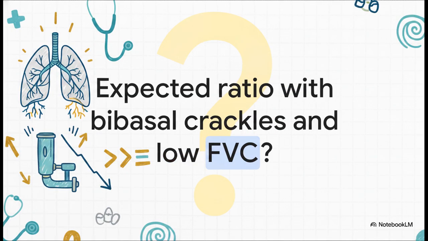A patient presents with progressive exertional dyspnea, bibasal Velcro crackles, and digital clubbing. Spirometry shows a reduced FEV1 and a significantly reduced FVC. So what is the expected FEV1 over FVC ratio? Well, for this restrictive profile, which is strongly hinted at by those Velcro crackles and that tandem drop in volumes, remember that the ratio actually remains normal or even increased, meaning it's greater than or equal to 0.70.